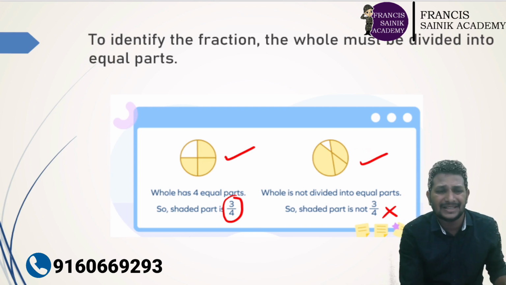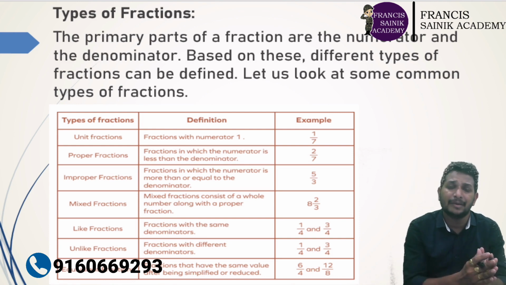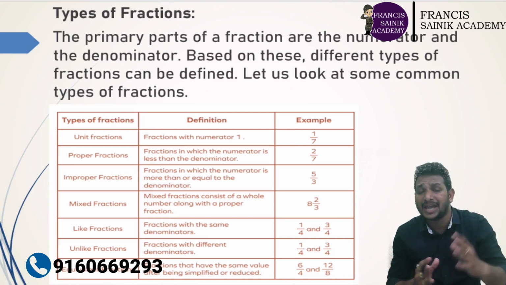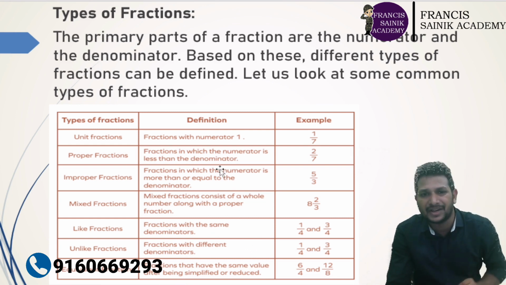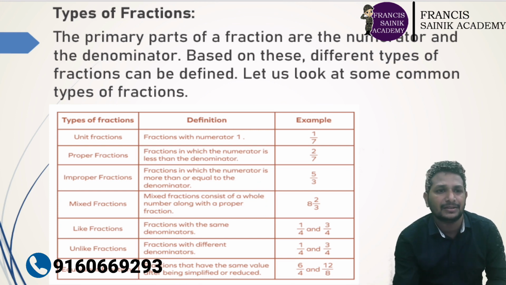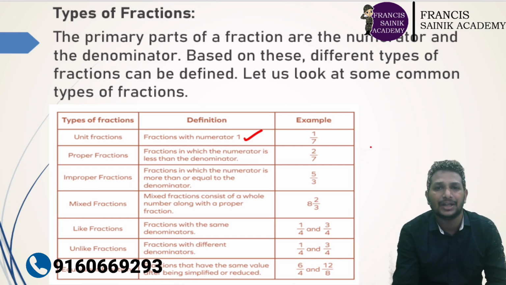Now let's discuss types of fractions. Based on the numerator and denominator, we have different kinds of fractions. If you look at this particular table regarding the types of fractions, the first one is unit fraction. The name itself specifies unit fraction means the numerator should be 1. So that's why the example is 1 by 7.